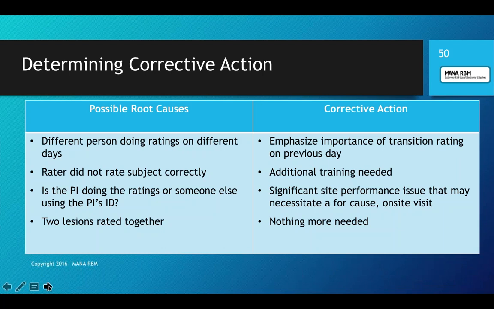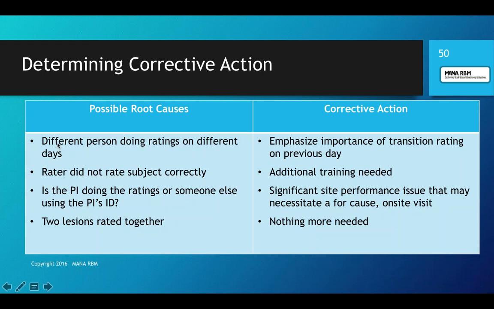Sometimes what you might want to do is just make a list of the possible root causes. So if we go back to that study that we talked about, the graphs of the rating scales. Okay, let's go back to that one and think about that.